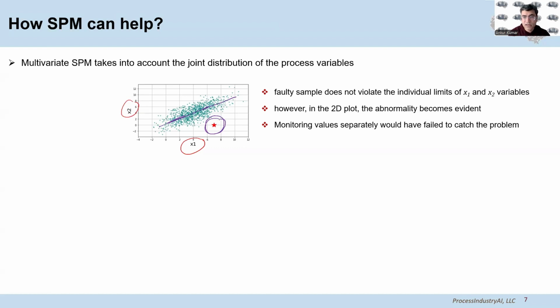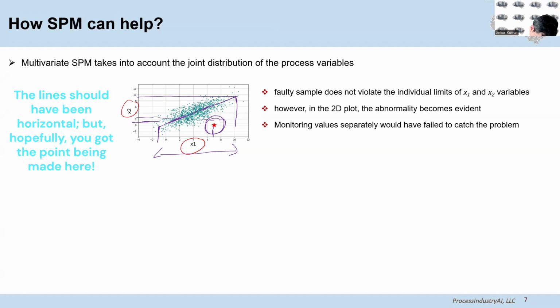But now imagine that this particular plant relied upon monitoring the x1 and x2 variables individually. They will not be able to catch this particular problem. Why? Because this red faulty data sample still lies in such a region that if we just consider the x1 variable, this faulty sample still lies within the normal operating region for x1, and similarly for x2, right? It still lies within the normal operating range.